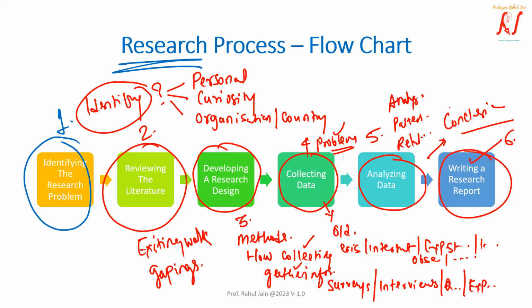So basically, first we need to identify the problem. Thereafter, we need to review the literature. Thereafter, we need to develop the research design. Then we need to collect the data. Then we need to analyze the data. And thereafter, based on analyzing the data, we need to make certain conclusions, and then we need to write a research report. This is a specific research process flowchart. I hope it is clear to everyone.